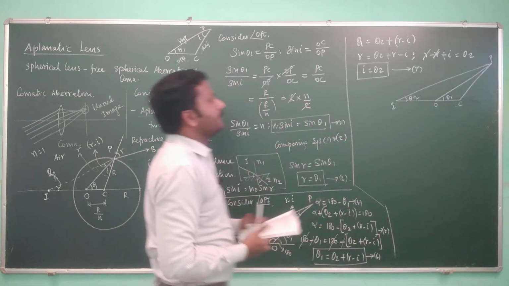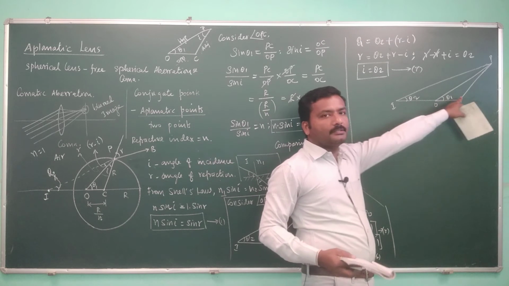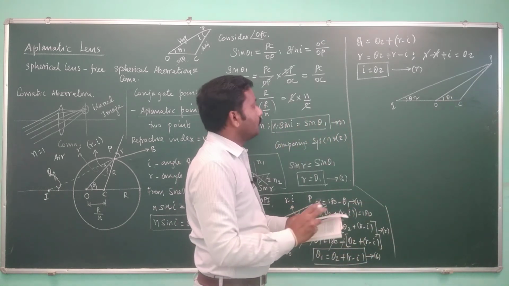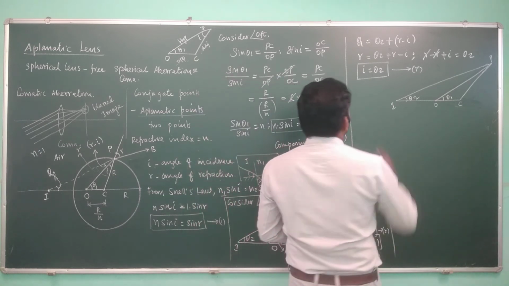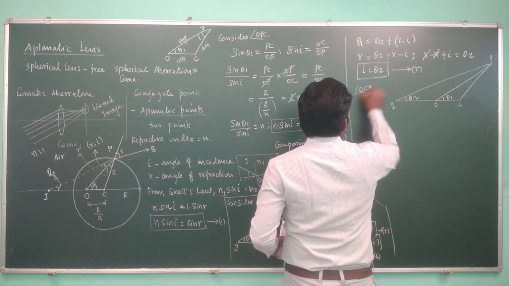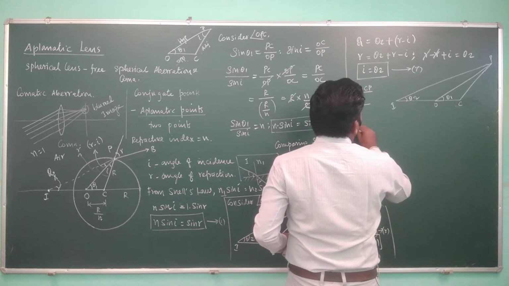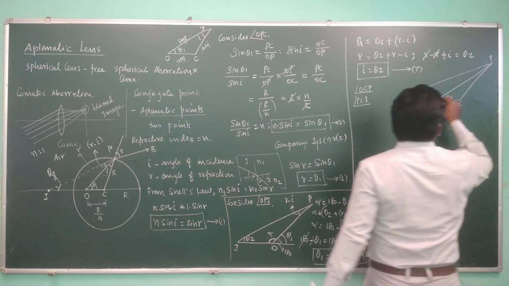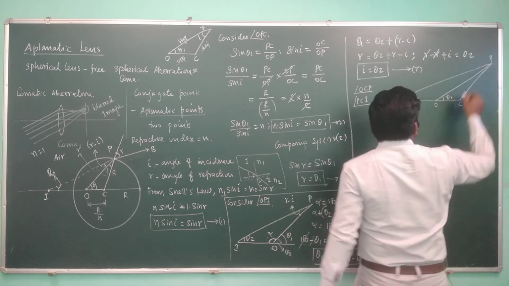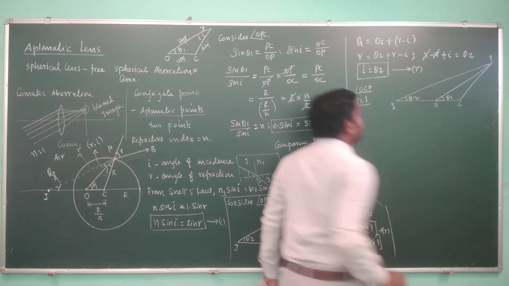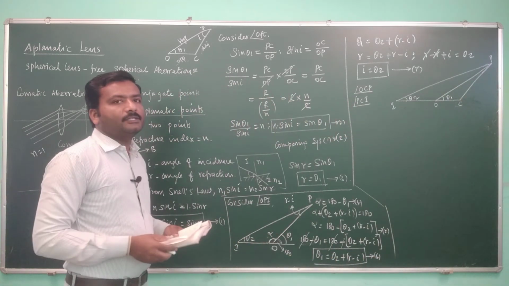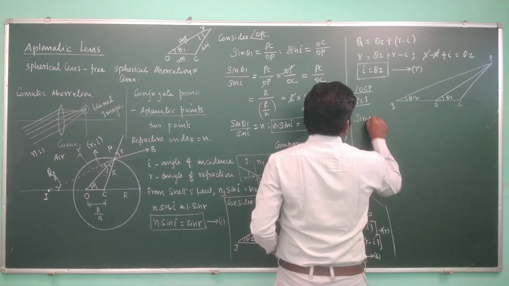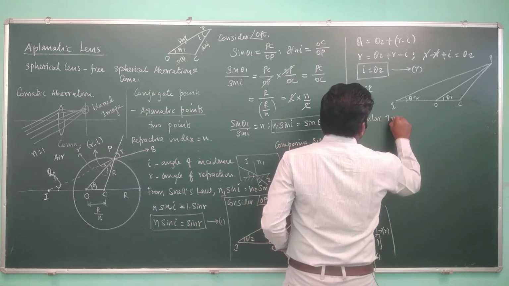Here there are two triangles in this. Triangle 1 is OCP and triangle 2 is PCI. This triangle OCP is one triangle, and PCI is another triangle. These are the two triangles. These two triangles are said to be similar triangles.